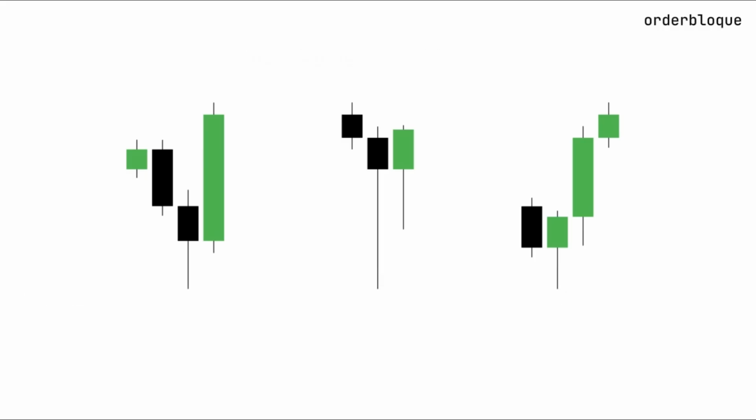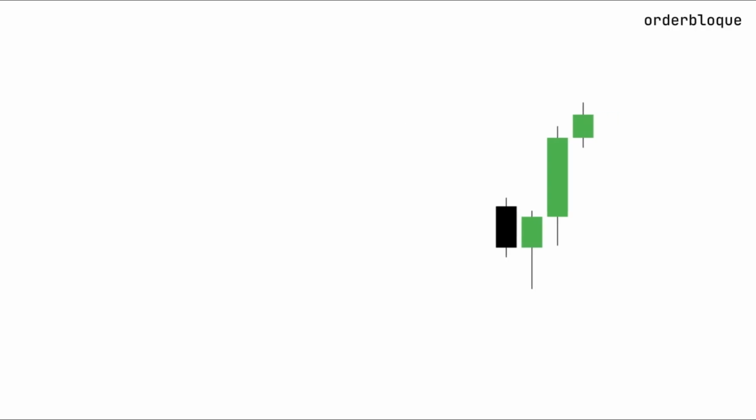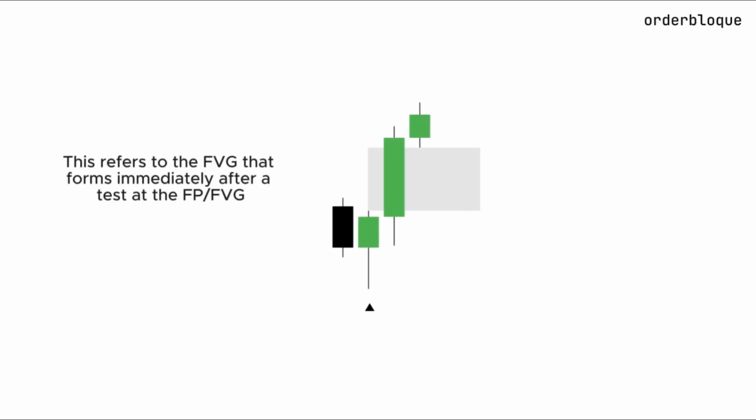However, there is one minor detail that might escape our attention. While the formation of a fractal point is guaranteed when creating a fair value gap, things are a bit more complicated for order block and rejection block.